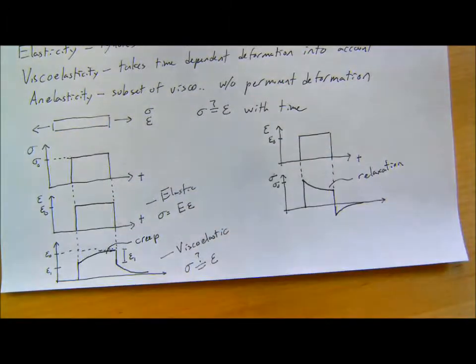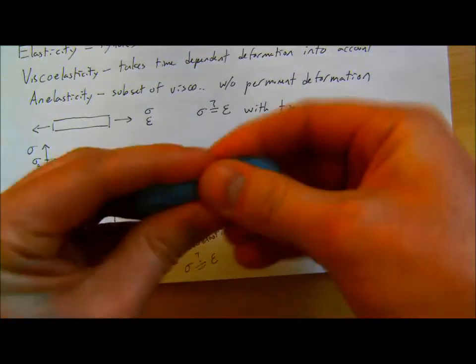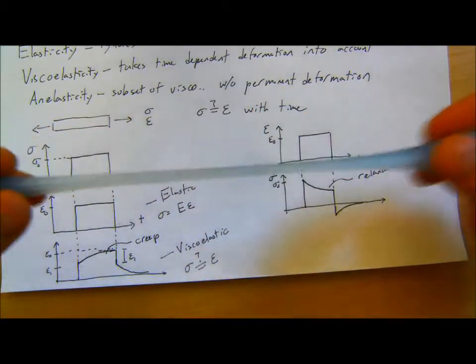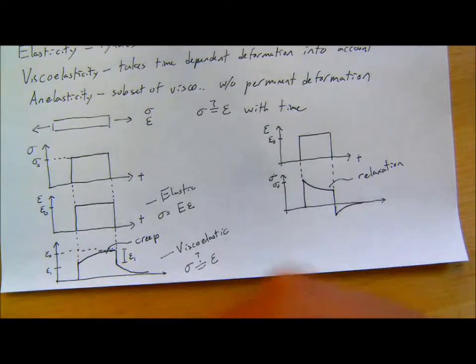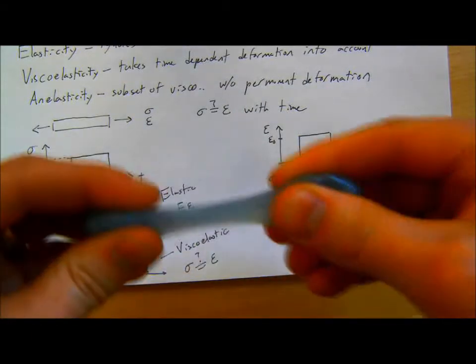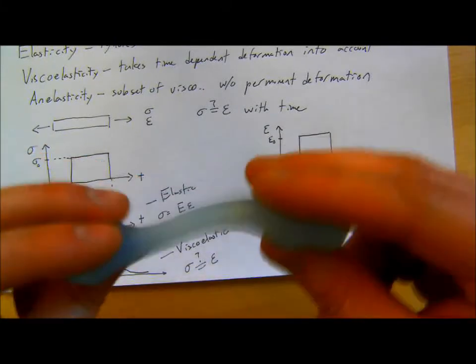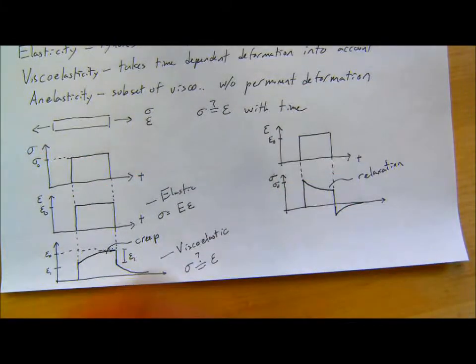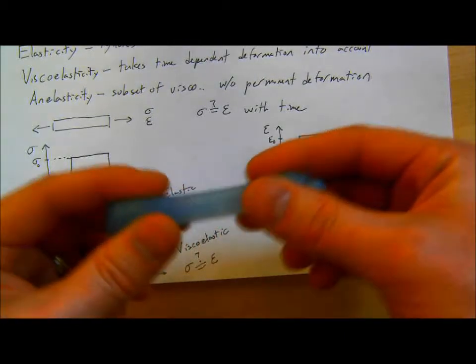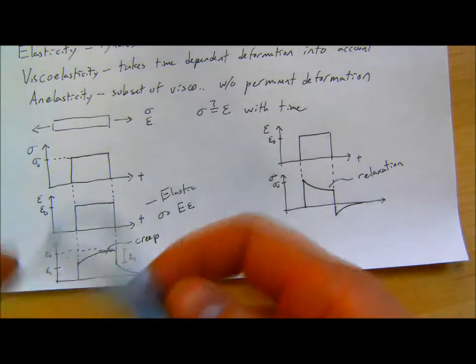So this is creep: if I hold a constant stress and it stretches out. And it's relaxation if I apply a constant strain and then the stress internally starts reducing, which is a little bit harder to illustrate. For these materials, there's a time dependence in their behavior. So silly putty, if I apply a low force gradually, it'll extend. But if I apply a high force, I can actually get it to break.